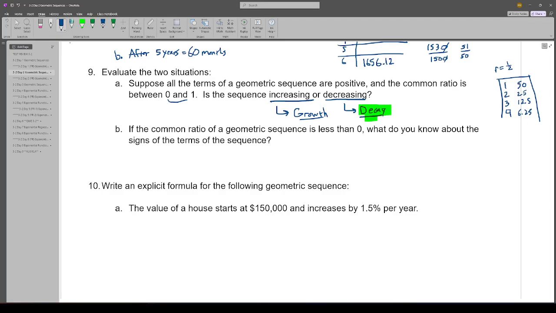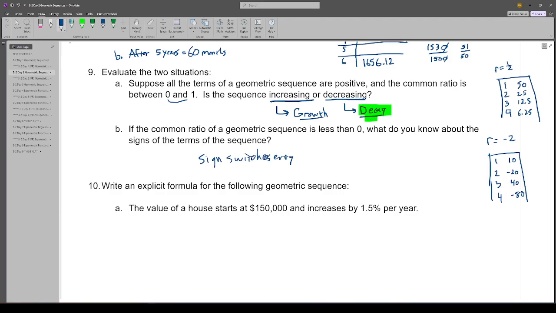Okay, if the common ratio is less than 0, what do you know about the signs? So we saw one of these earlier. Let's just make ourselves another example. So here we can do r equals -2. Term 1, 2, 3, 4. Let's start at 10. So if we start at 10, the next term would be negative 20, but then the negative times negative is going to turn this into a positive 40. Negative 2 times 40 is going to be negative 80. So we can see that the sign switches every time.